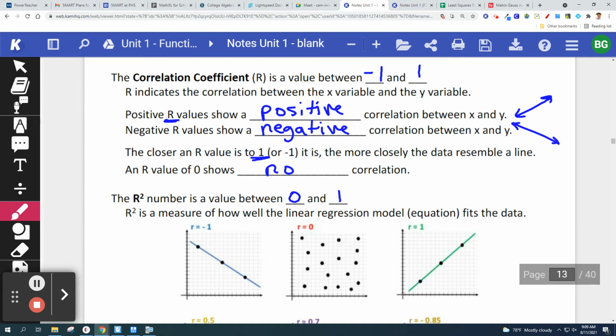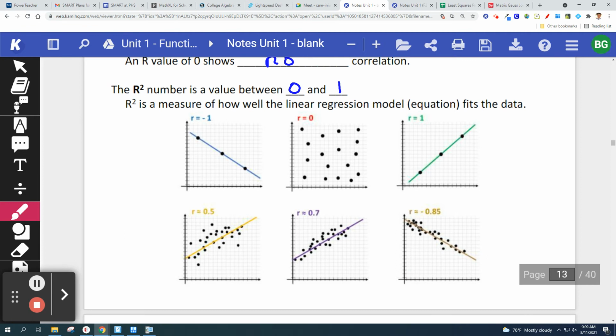So when you look at these pictures down here, R equals -1 tells me a couple things. If you square that, -1 squared is 1. So the R squared value would be 1. And that's a perfect fit. What that means is my line or my equation perfectly fits the data points. That seldom ever happens. But R being negative just tells me that it's a negative correlation.